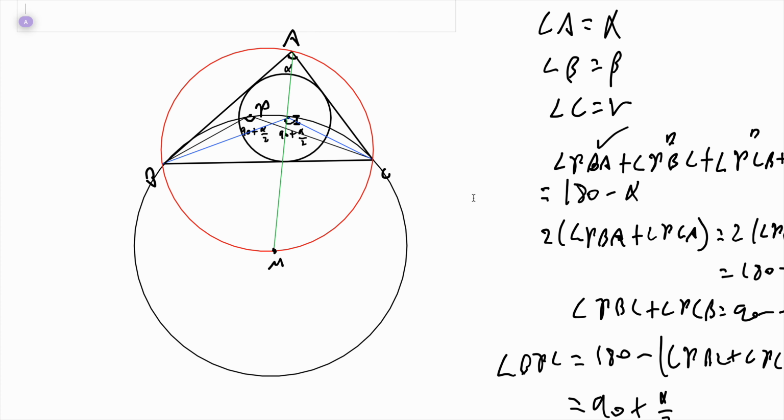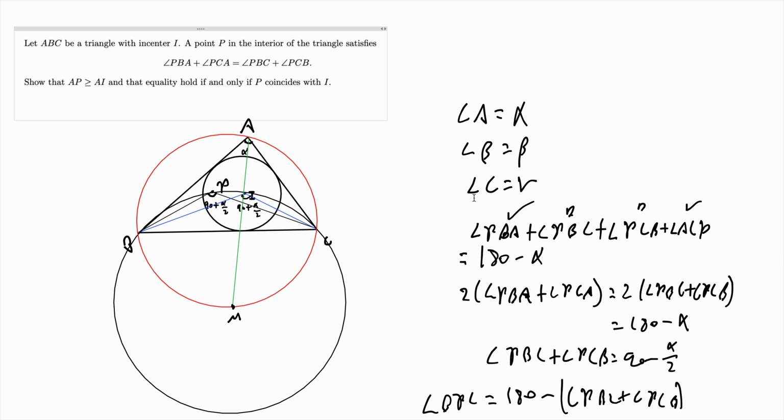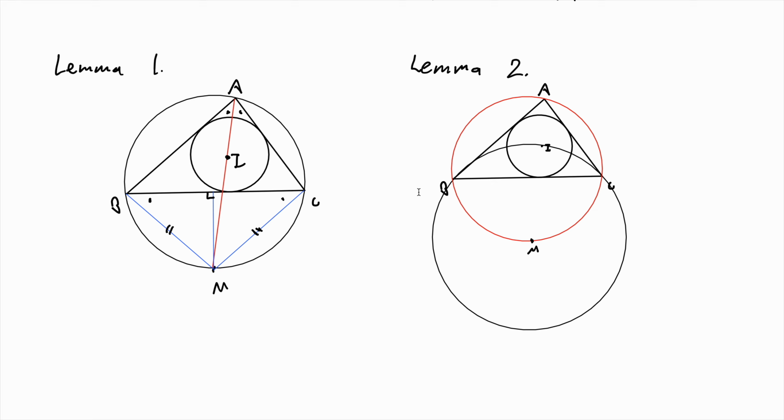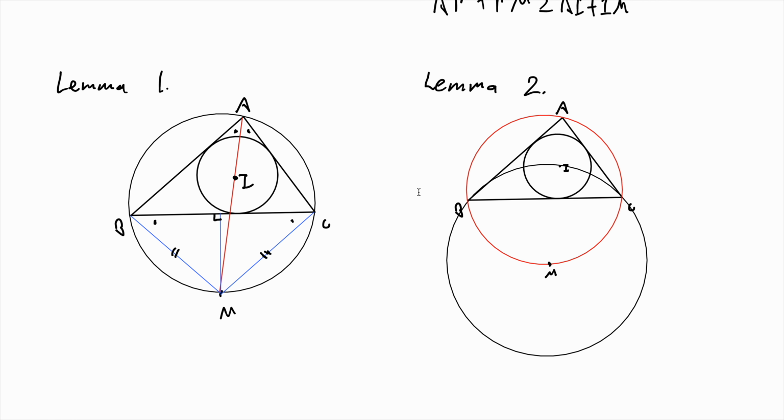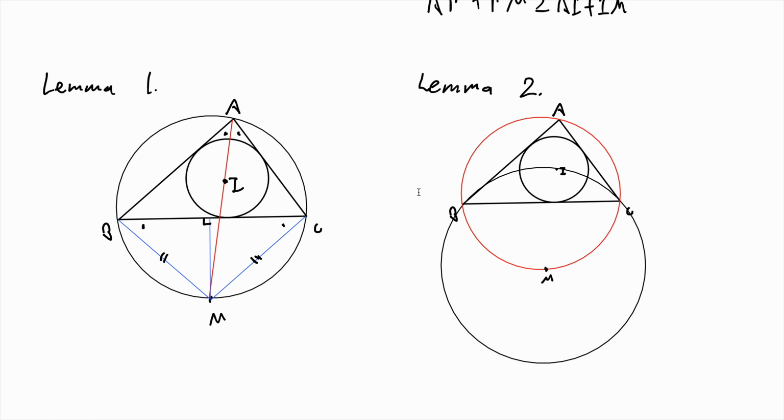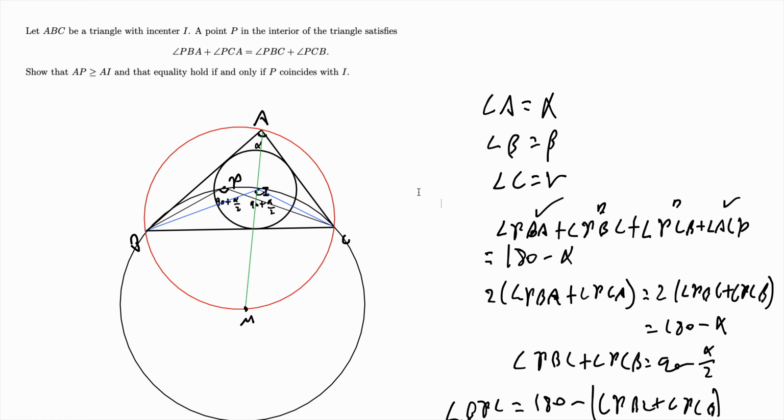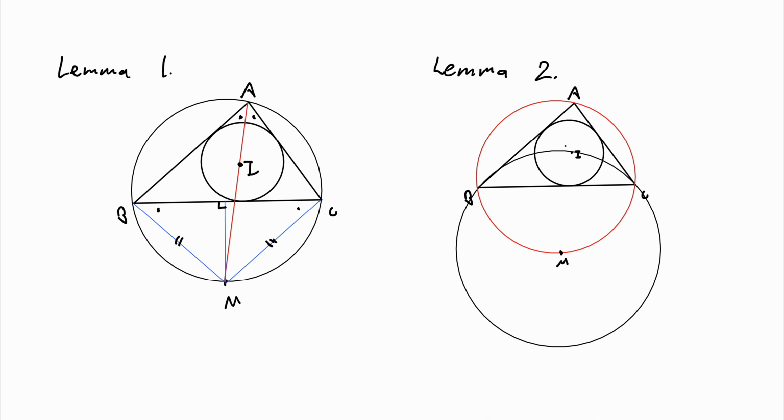So, sorry. Yeah. Our lemma states that M is the center of this circle right here. So, how do you prove that? To prove that M is the center, we just need to prove that BM equals MC. No, that's not enough actually. We need to prove that BM equals MC equals MI. Then we're done.